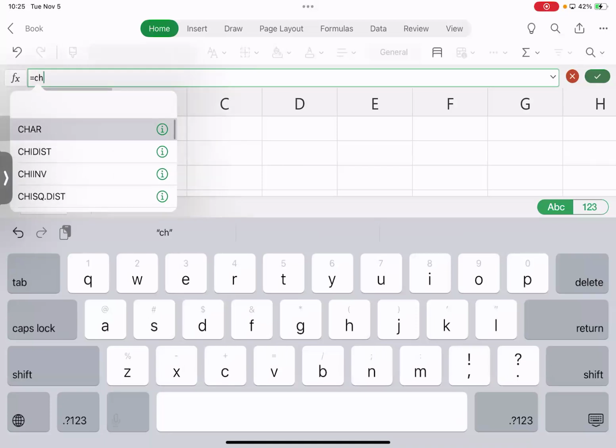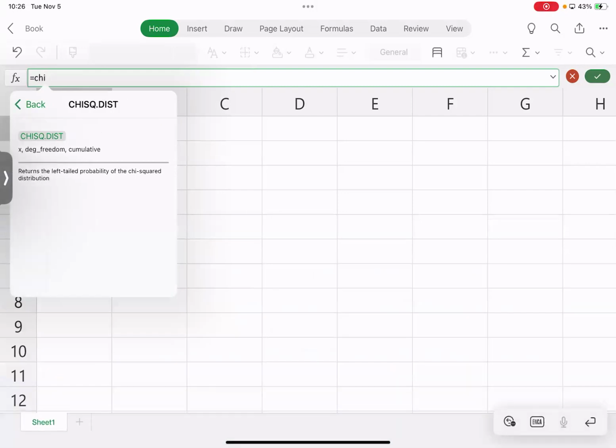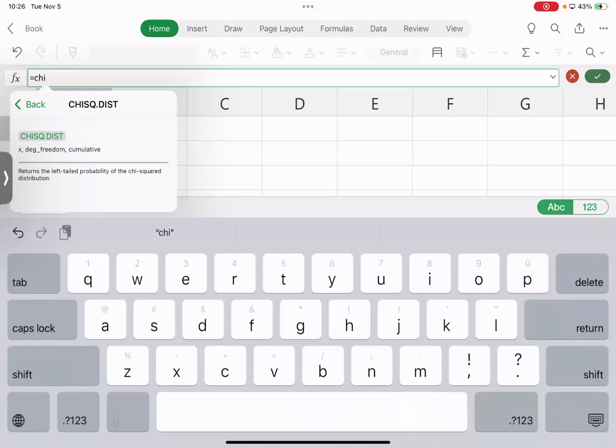I'm going to start with chi-squared dot dist. Looks like I have 2 options. Of course, you can play around with chi-squared dot dist, but it returns the left-tailed probability, so the area to the left. Okay, just as I suspected. It requires your x, so your chi-squared, the degrees of freedom, and whether it's cumulative, which is always true, right, up to and including that point. Otherwise, it's just at that point, but that'll be 0, so that's useless. So I don't know why they do that.